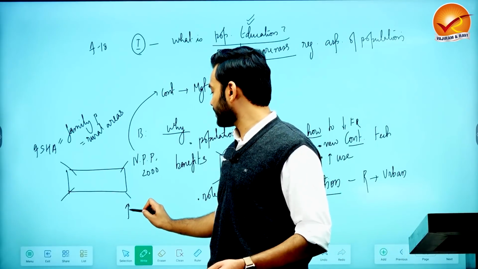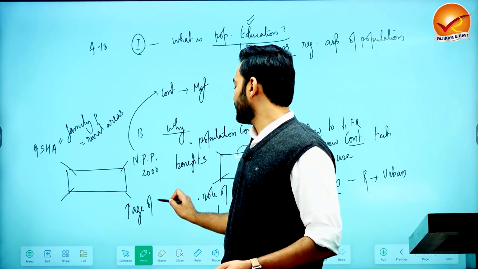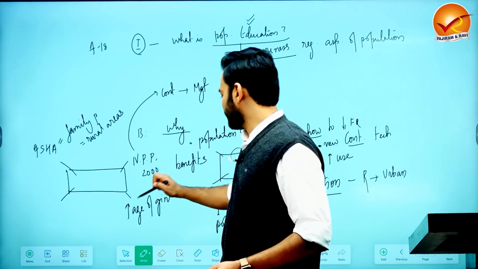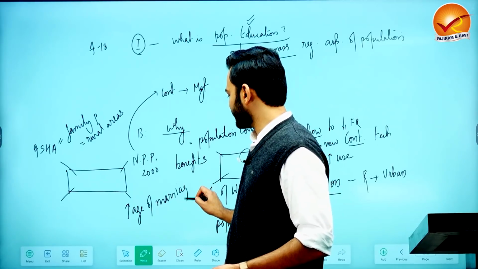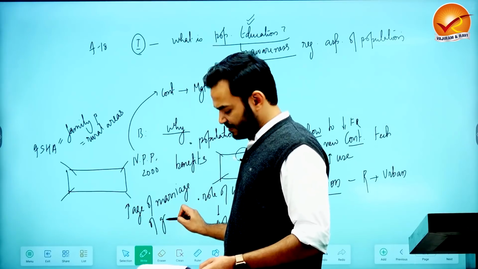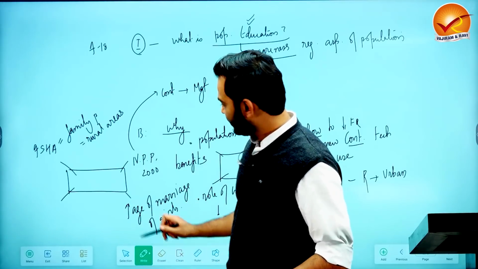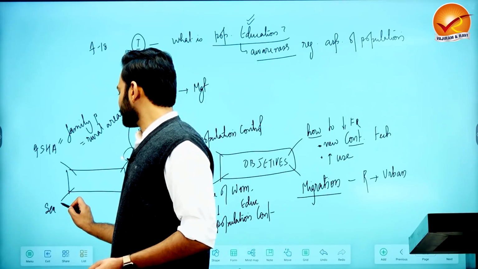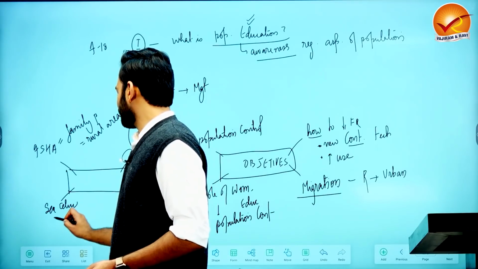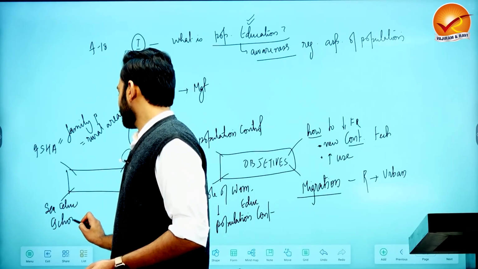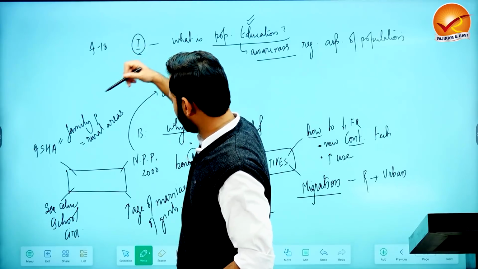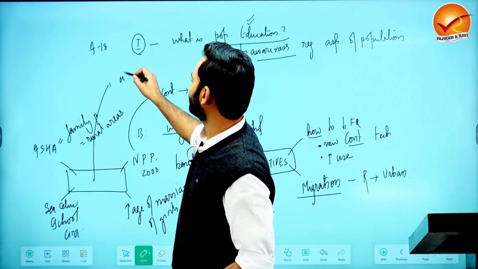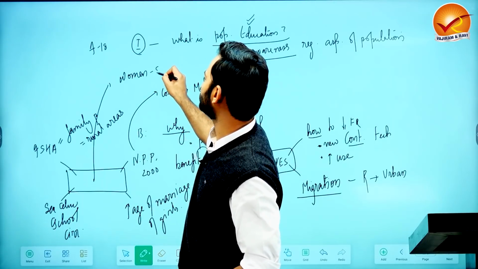Then recently the government has increased the age of marriage for girls. This will definitely bring down fertility rates. Then including sex education in school curriculums. And you can write one more point, mobilizing women into SHG groups.